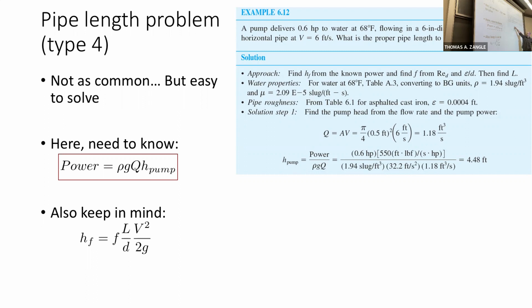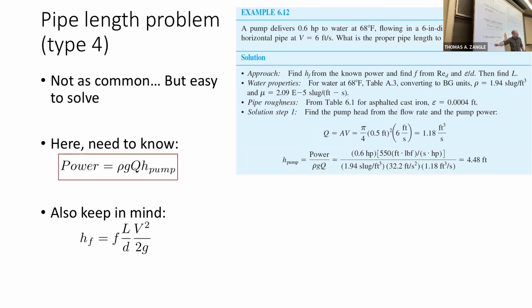So we need Q in order to find the head developed by the pump. But we know the diameter, so we can find the area, and we're given the velocity. So we find Q. Then we can plug into this expression in order to find the head developed by the pump. And now we're going to say that the head developed by the pump, basically the energy that the pump is putting into the system, is going to be lost due to friction along the length of the pipe. And so we'll set that head developed by the pump equal to f L over D times V squared over 2g. And again, we know V, we know g, we know D.